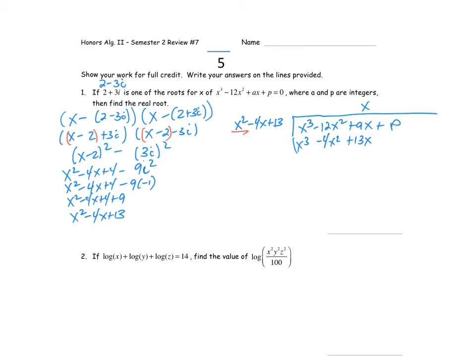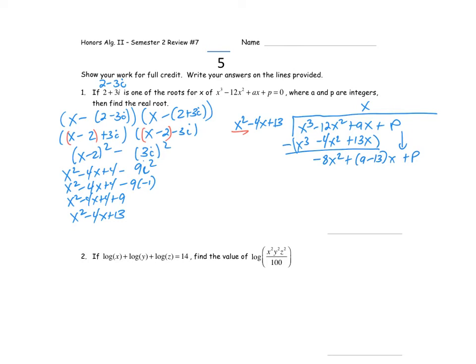And the next thing we're going to do is subtract. So I'll put subtraction, put that in parentheses. x cubed minus x cubed is 0x cubed. Negative 12x squared minus negative 4x squared is going to be negative 8x squared. And ax minus 13x is going to be a minus 13, that quantity, times x. That'll bring down the p. We'll continue on with the long division.